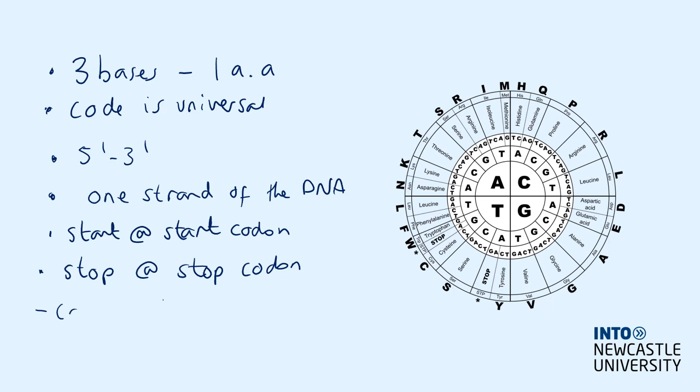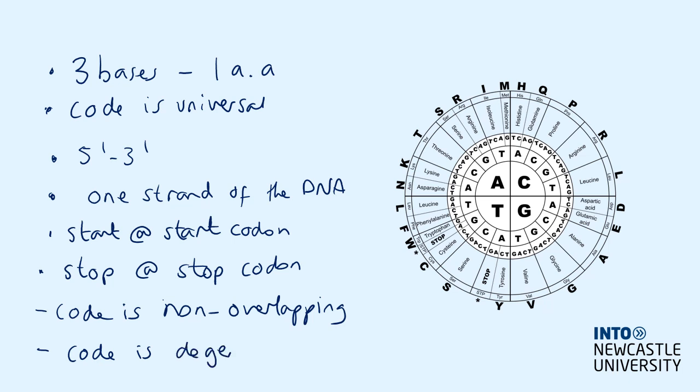The code is non-overlapping, so you've got gaps between the different genes, and it's also important to remember that the code is degenerate. And having this degeneracy built in means that mutations or changes in the DNA sometimes can be okay, because you could just be swapping them for a different codon, but it would be coding the same amino acid. And we'll look at that more when we talk about mutation.